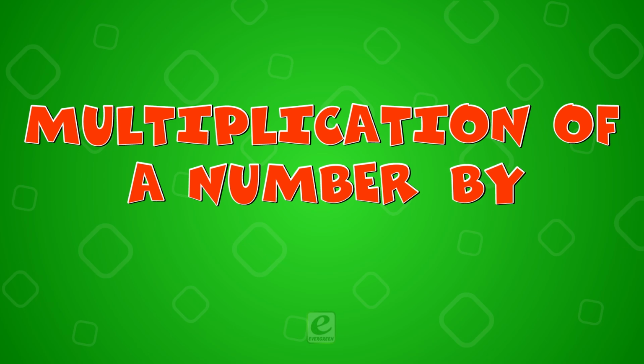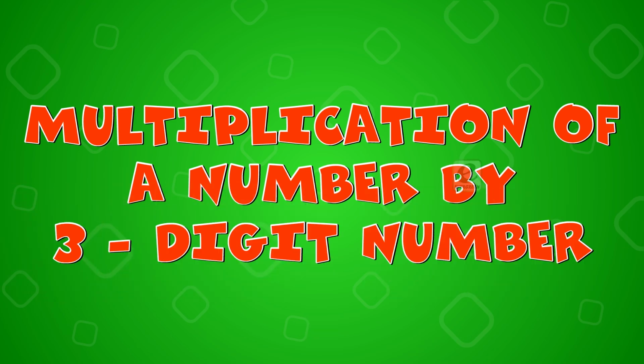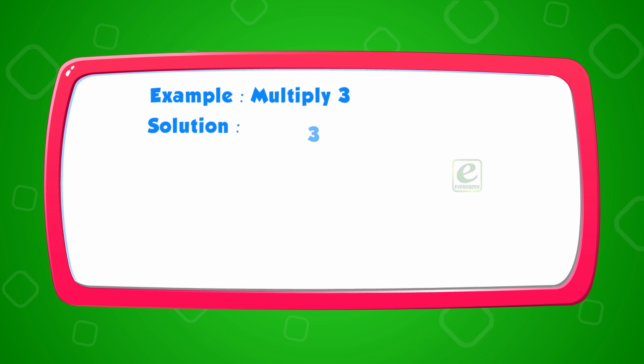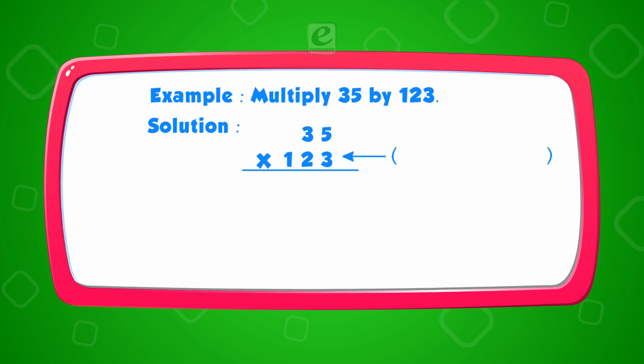Multiplication of a number by a 3-digit number. Now we will multiply 35 by 123. We can write 123 as 100 plus 20 plus 3. First, we will multiply 3 by 5, which is equal to 15. We will write 5 on ones place and write 1 as carry forward on tens place.